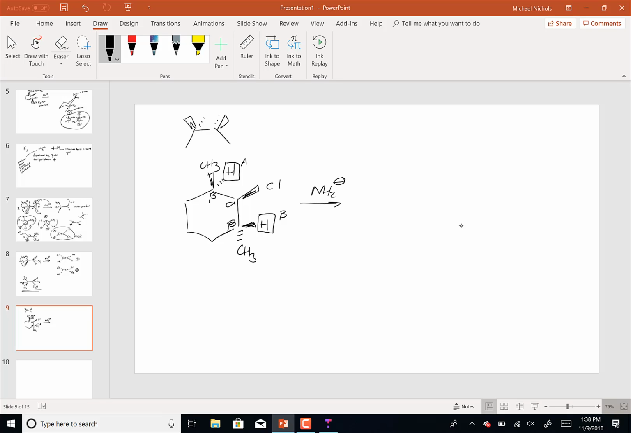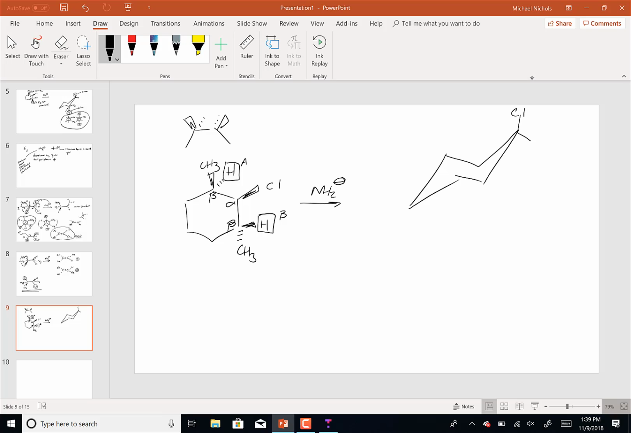Is there any more? Can anybody help with why being in the back might be favorable than being in the front? Just a guess. I mean, like we talked about before, like backside attack. I don't know if that has anything to do with this, but that has nothing to do with this. What's the key phrase for this E2 reaction? Anti-periplanar.